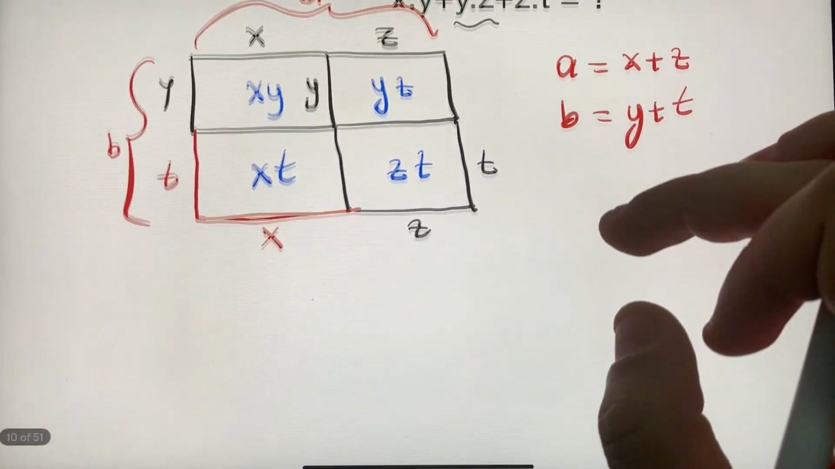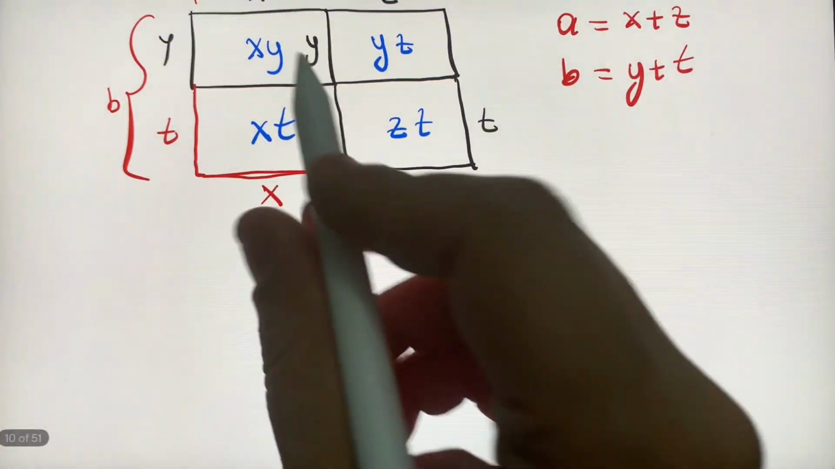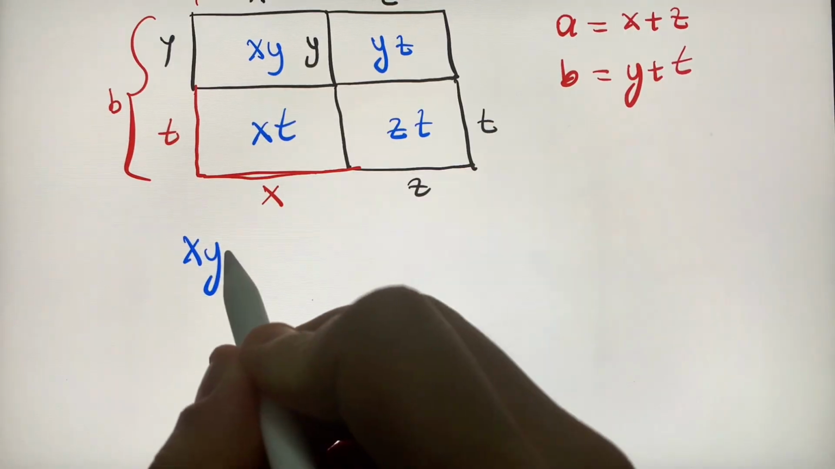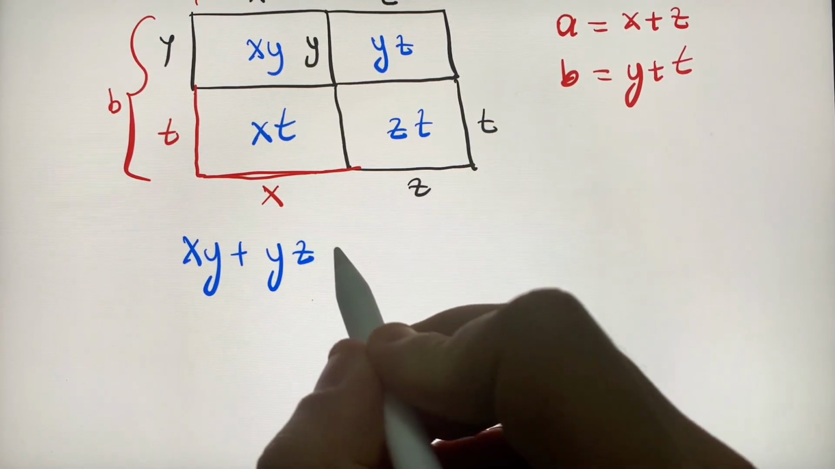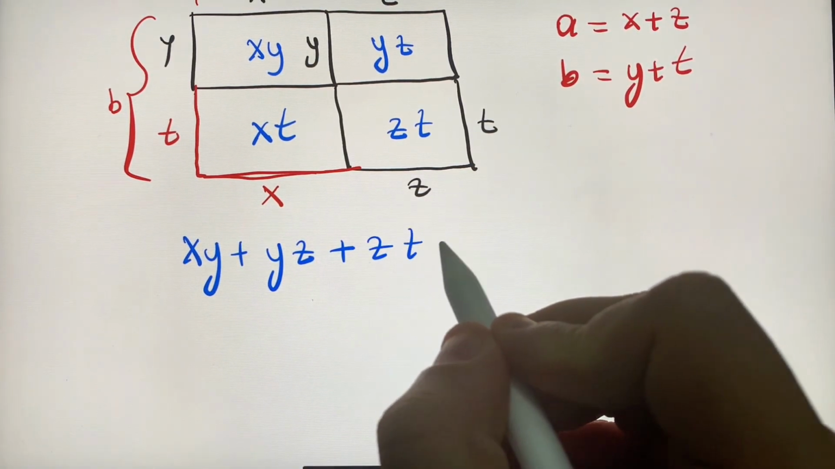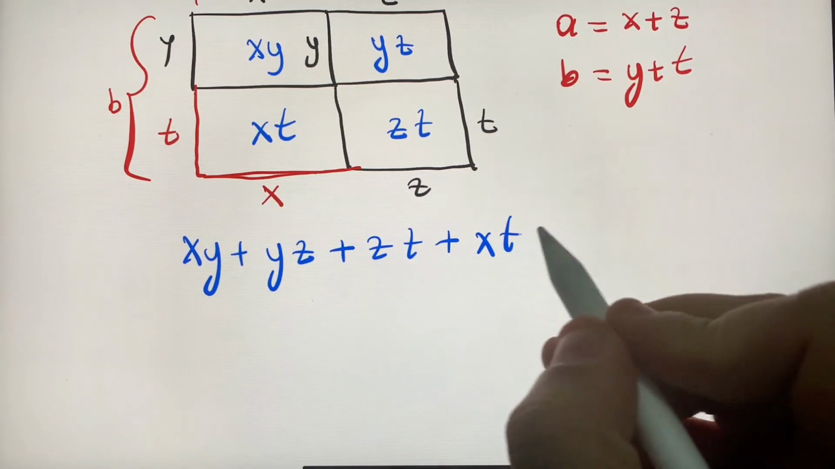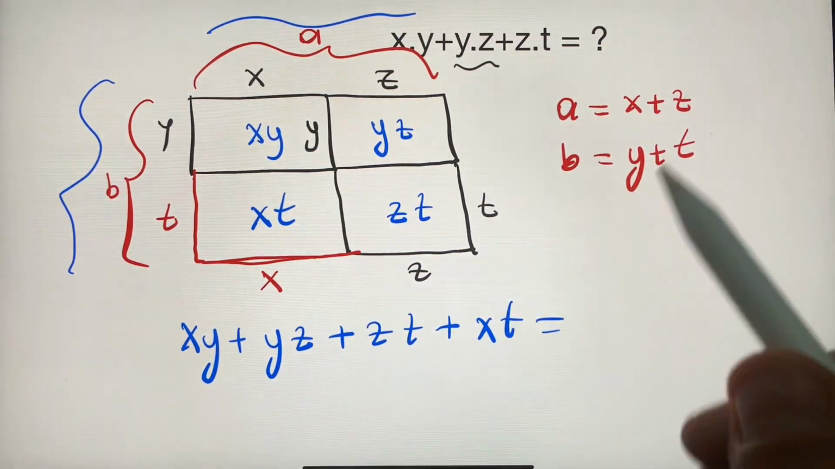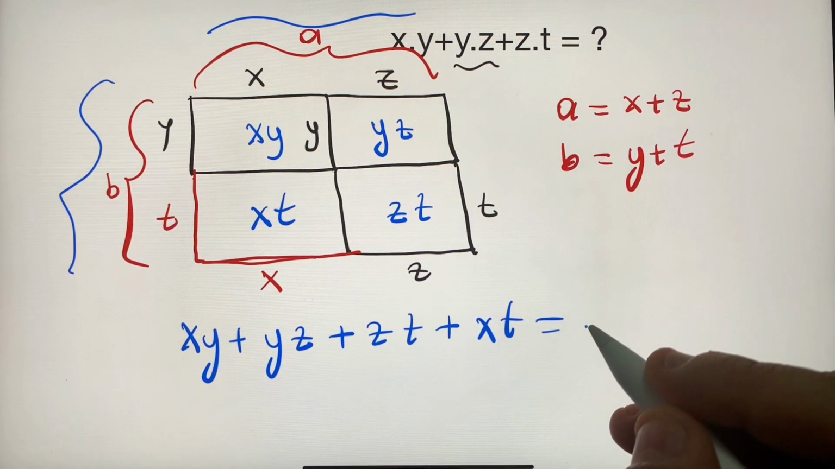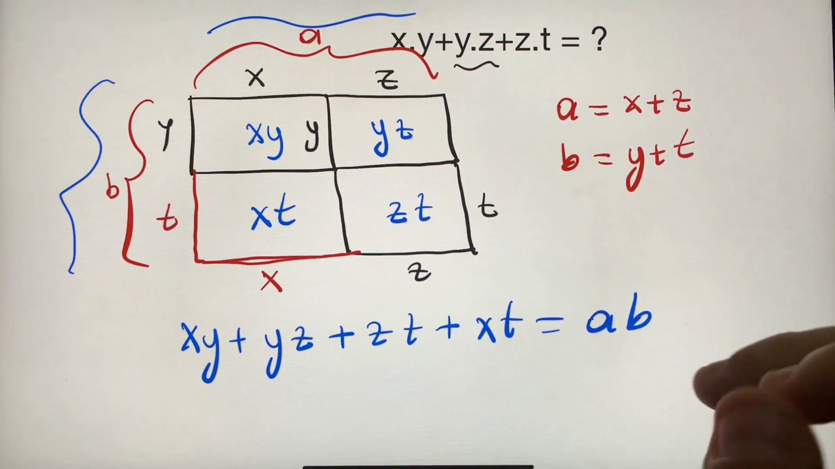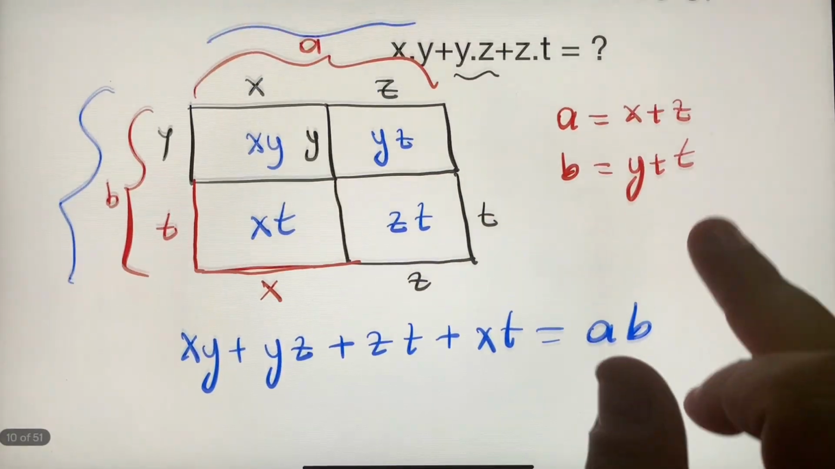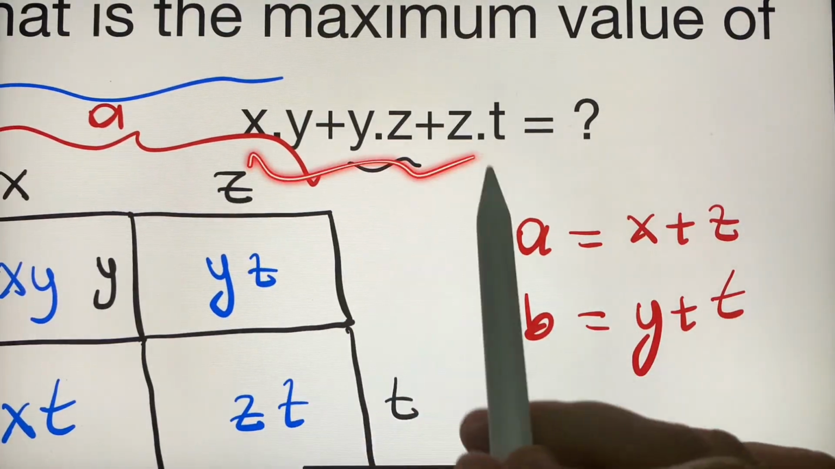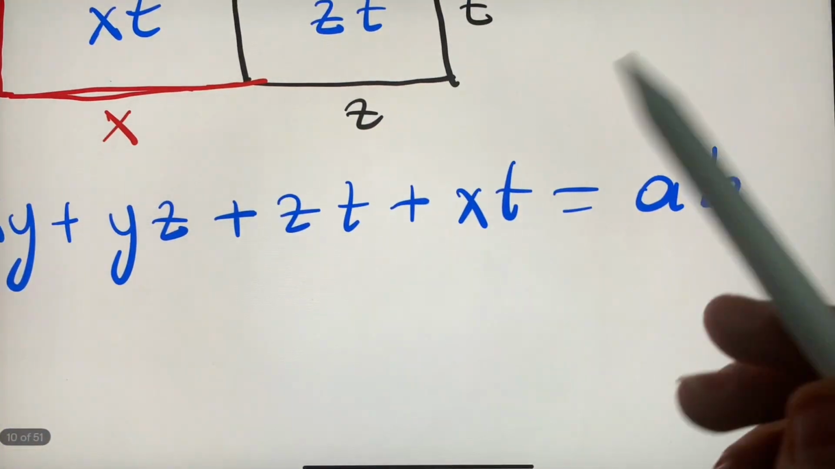Now I think, let's focus on the whole area. What happened to the areas of all rectangles here? Let's write these areas: x times y plus y times z plus z times t plus, finally, x times t. This large rectangle formed here, its area will be equal to A times B. If you pay attention, what was the part he wanted from us in the question? The part he wanted was the maximum value of this part.